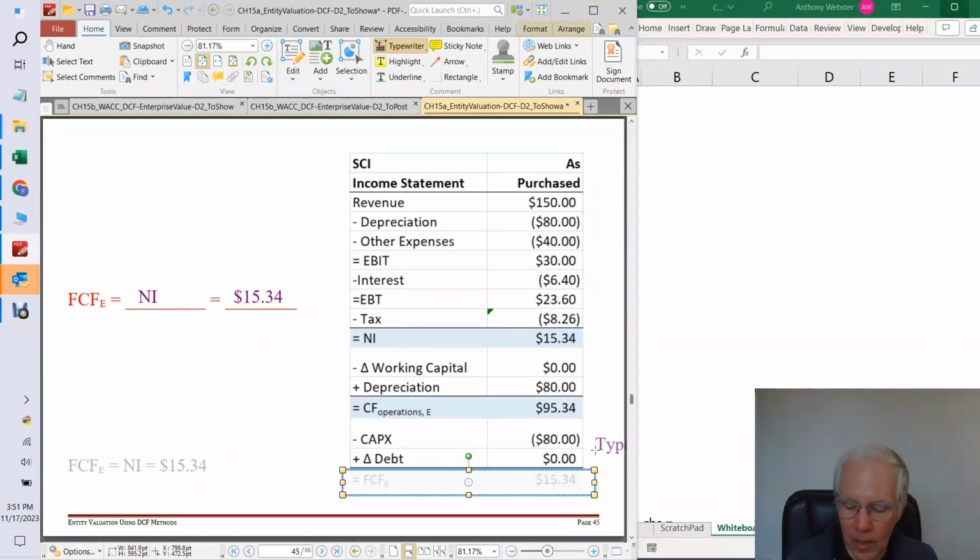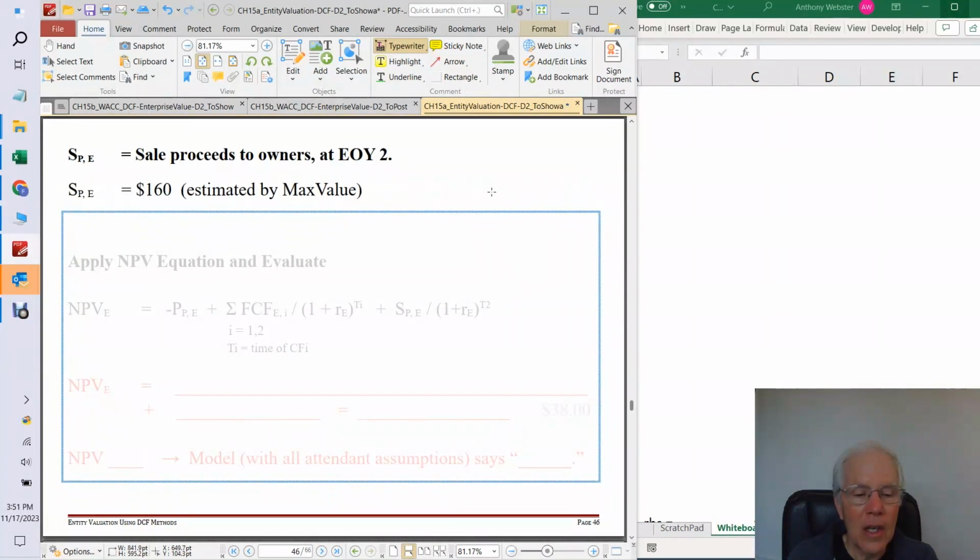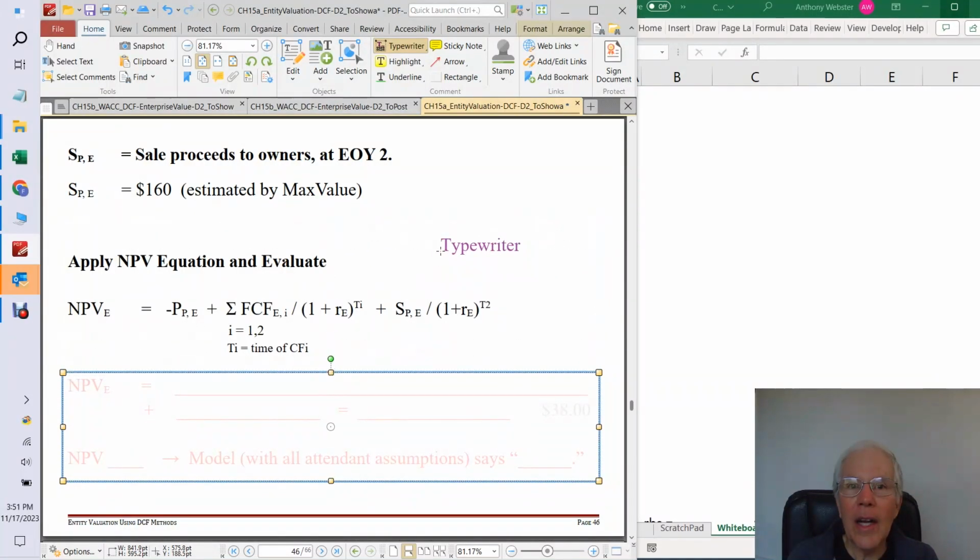That would be cash flow from financing. So once again, we do get the free cash flow to equity is 15.34, which equals the net income. Okay, the sales proceeds at end of year 2 are 160, that's estimated by someone else at Max Value. So now we're ready to apply our NPV equation and evaluate what's going on here.